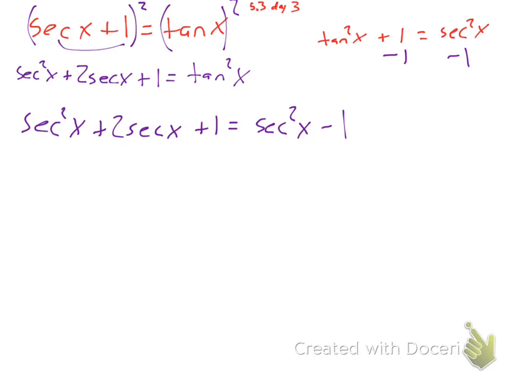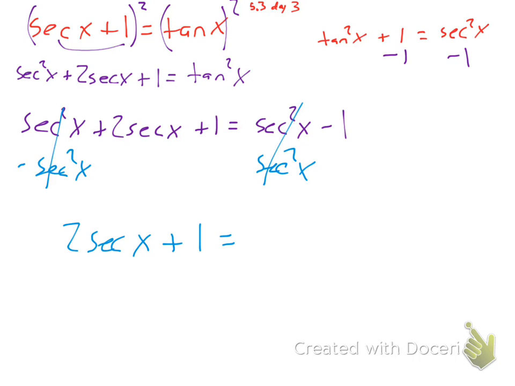Isn't the whole entire problem now in secants? And what's the coolest thing about when I did this? Am I going to have to actually factor? Because right now, everybody should recognize there is a quadratic on the left-hand side. But by taking that tangent squared x out and replacing it with the secant squared minus 1, what's going to happen to the secant squareds? They're going to cancel. I'm going to be able to subtract a secant squared x. Secant squared x, gone. 2 secant x plus 1 equals negative 1.